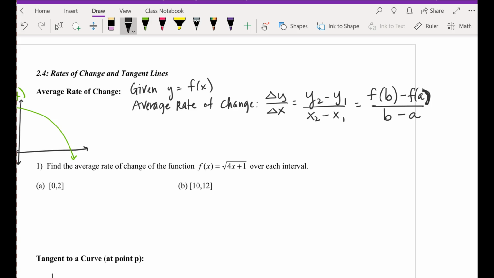If you were in my Algebra 1 class, you don't have to memorize the slope formula. Anybody know where the slope formula is in my classroom? Yeah, it's over there, see? So look, average rate of change on the wall.